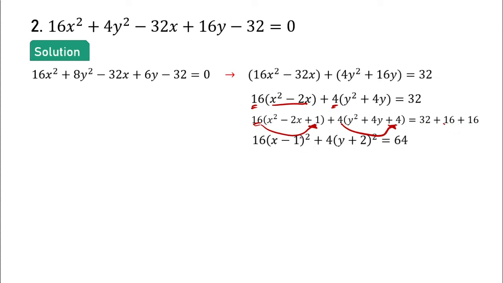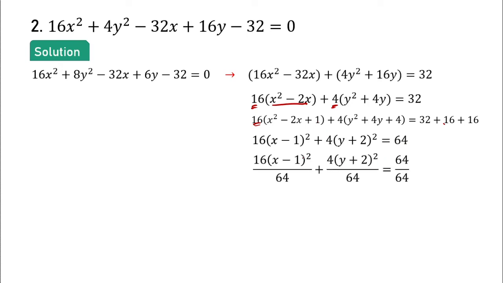Okay? So after completing the square, gagawin natin is you're going to factor this into a square binomial. So 16 times (x minus 1) squared plus 4 times (y plus 2) squared equals 64. Okay? So alam na natin yung gagawin. Kailangan dito na part maging 1. So divide natin whole equation by 64. So 16 times quantity (x minus 1) squared over 64 plus 4 times quantity (y plus 2) squared over 64 equals 64 over 64. So alam na natin kung what's the result of this.